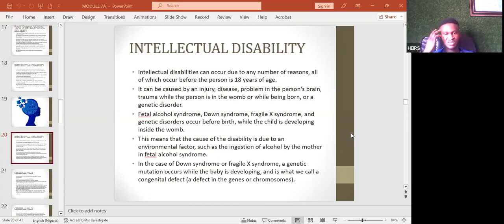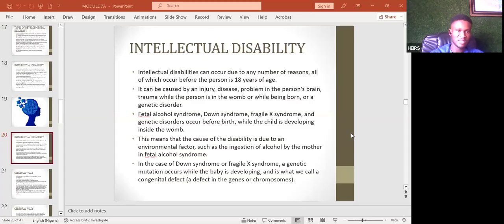So in the case of Down syndrome or Fragile X syndrome, a genetic mutation occurs while the baby is developing, and that is what we call a congenital defect. Congenital defects or congenital anomalies, whatever word it is called, is a disease condition that happens to a child at birth, like before the child is born with it. So these are defects in genes or chromosomes, and trust me, they can be passed down to generations since they're genetic and chromosomal.